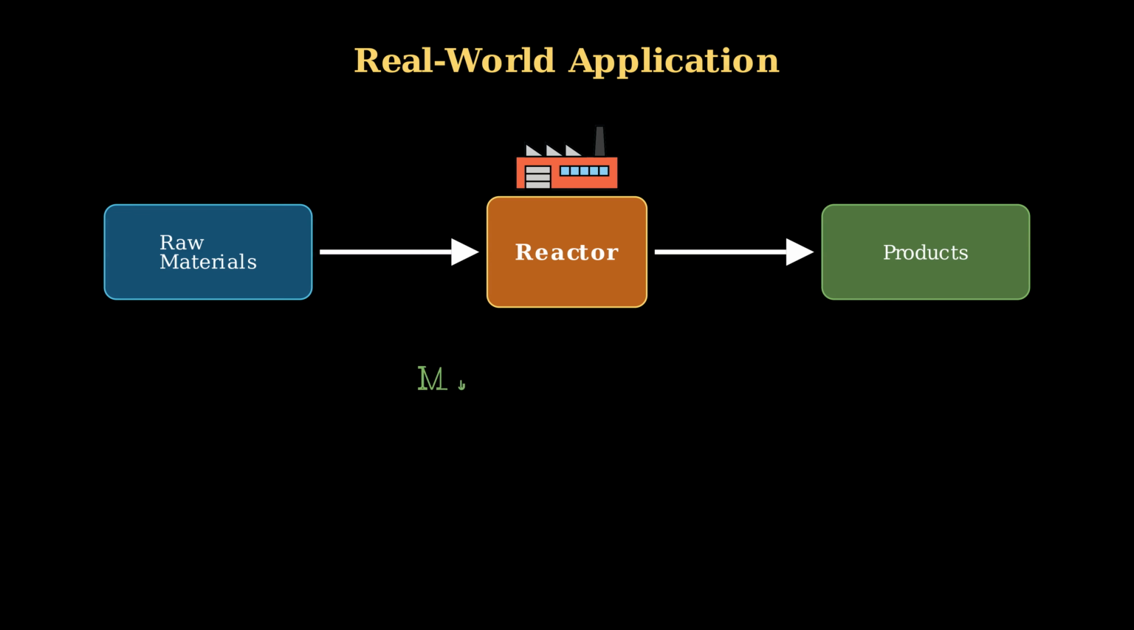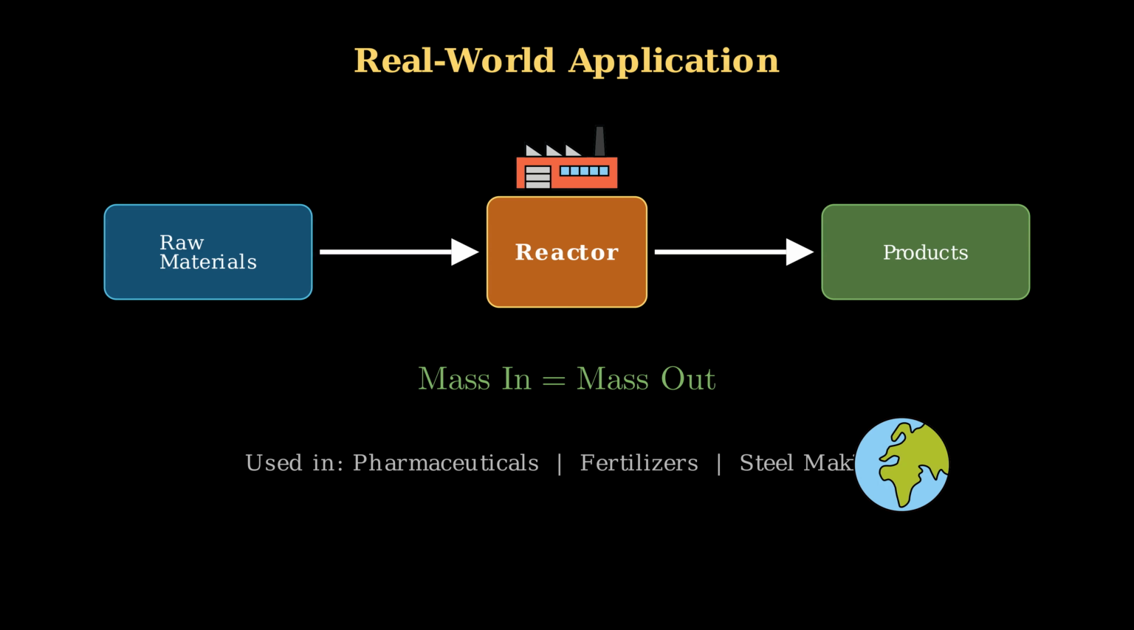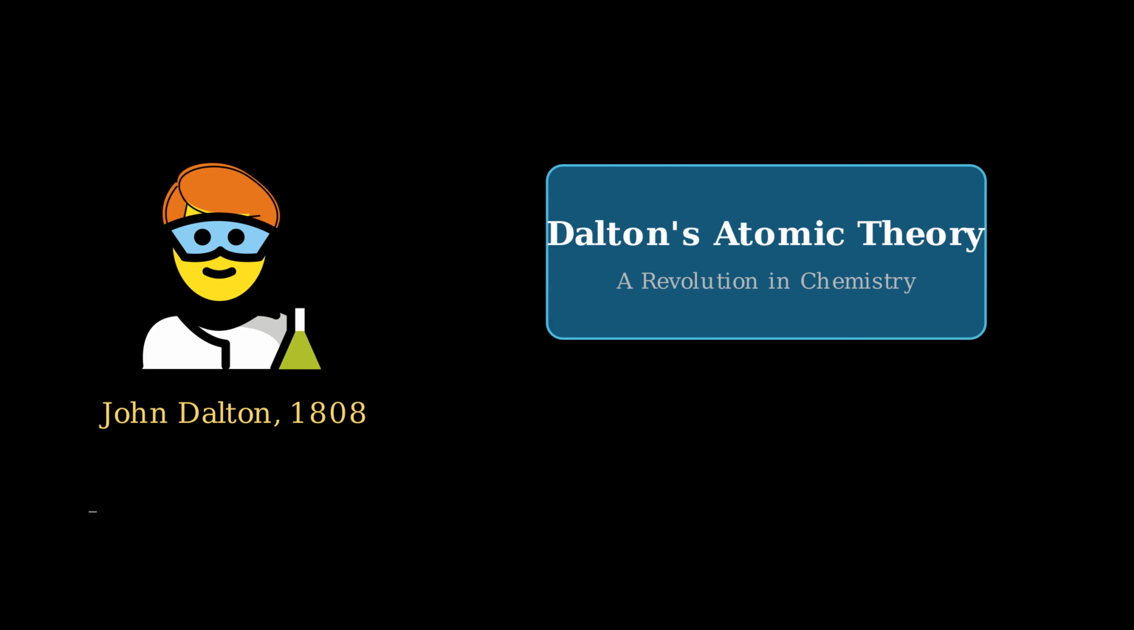In the real world, these laws are the backbone of industrial chemistry. Factories use the law of conservation of mass to calculate exact raw material quantities, making sure no expensive reactant goes to waste. In 1808, John Dalton proposed a bold theory that tried to explain why those two laws always hold. He called it the atomic theory, and it changed chemistry forever.